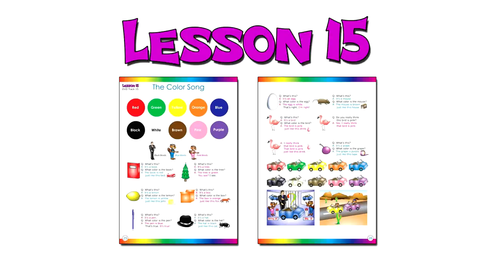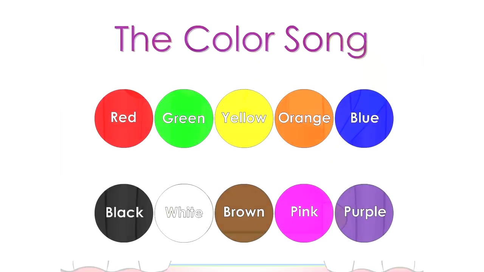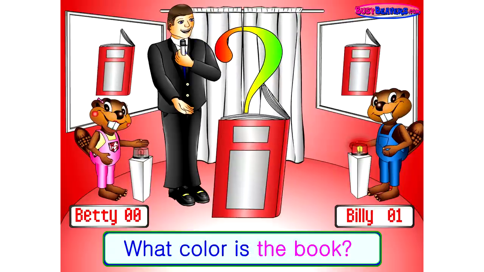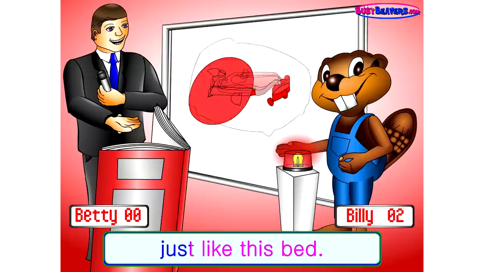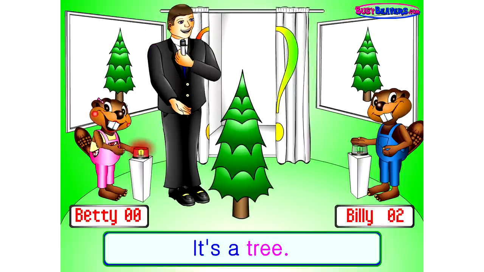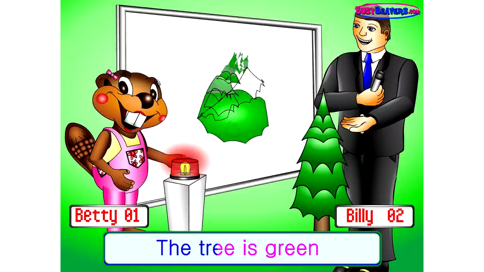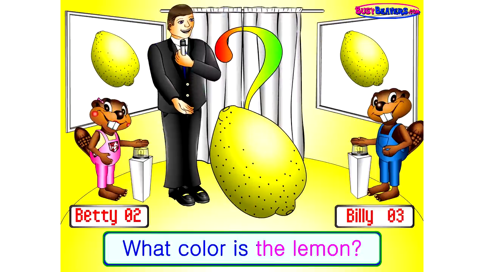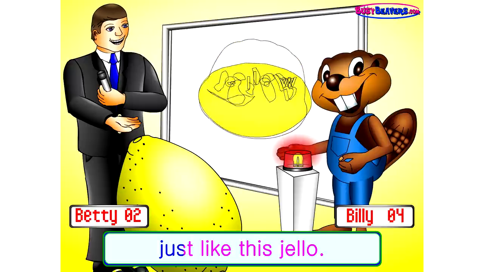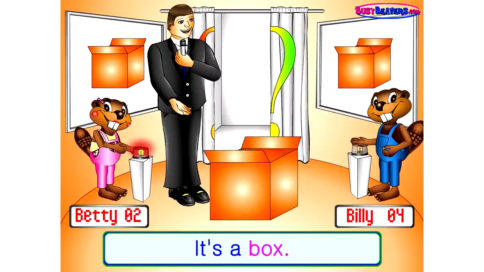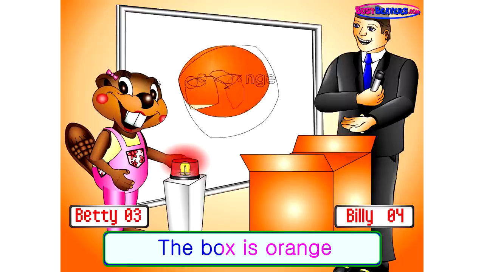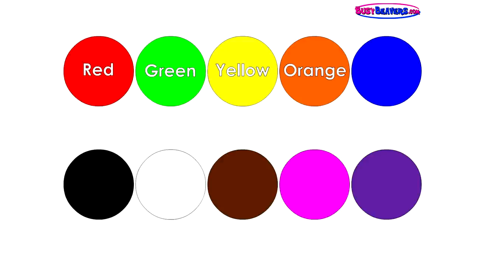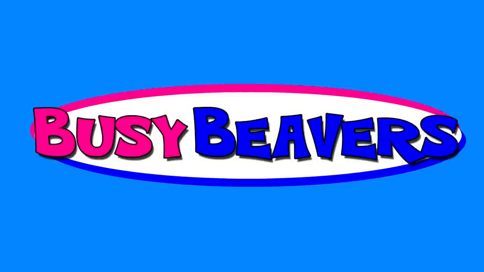Lesson 15. The Color Song. What's this? It's a book. What color is the book? The book is red, just like this bed. What's this? It's a tree. What color is the tree? The tree is green, you see. I see. What's this? It's a lemon. What color is the lemon? The lemon is yellow, just like this jello. What's this? It's a box. What color is the box? The box is orange, just like this fox. Red, green, yellow, orange, blue, black, white, brown, pink, purple.